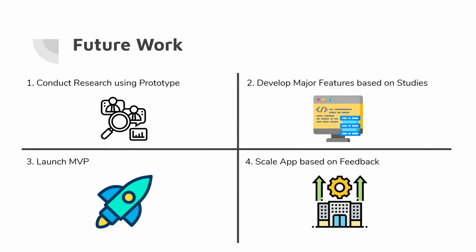For the future of our application, we have a 4 step process. We want to conduct more research using our high and low fidelity prototypes, giving us more insights on our user base. Using this new information, we can better equip our major features to assist our user base more appropriately. And once this is complete, we would like to launch a minimum viable product to better test our application in the real world. Lastly, the application will be scaled up accordingly based on the feedback we receive from our user base using the minimum viable product.